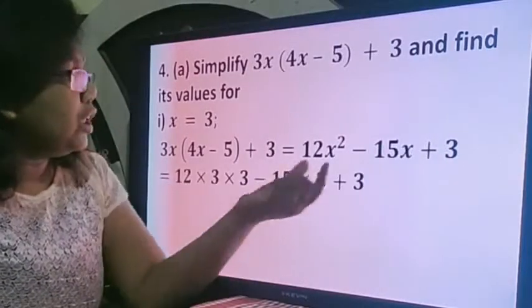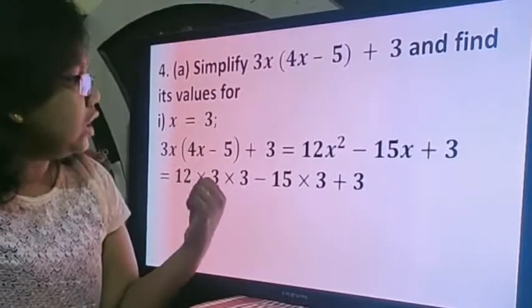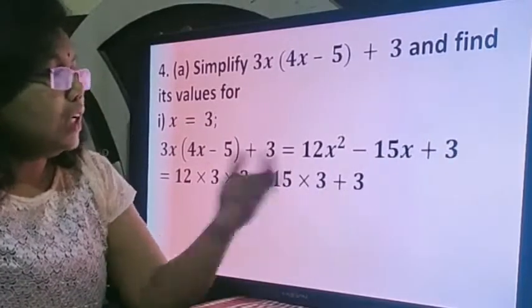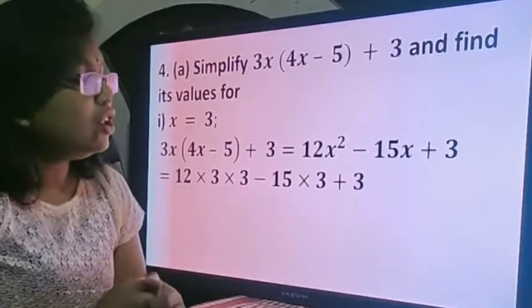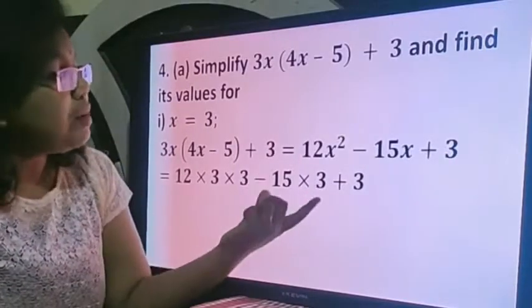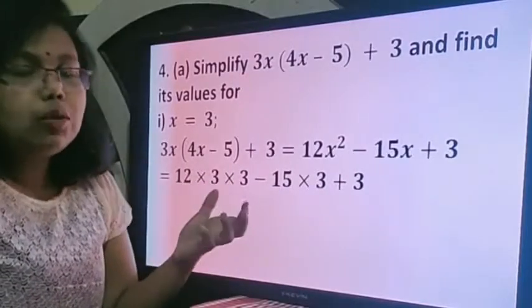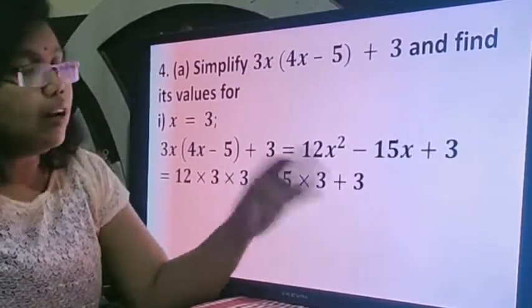Now next step, we just put the value for x as 3. So 3 squared, so 3 into 3, then 15 into 3, and plus 3 as it is. Remember, when we have such kind of an equation, you have to always remember to multiply first. So this multiplication and this multiplication has to be done first. After that, you subtract and then you add.